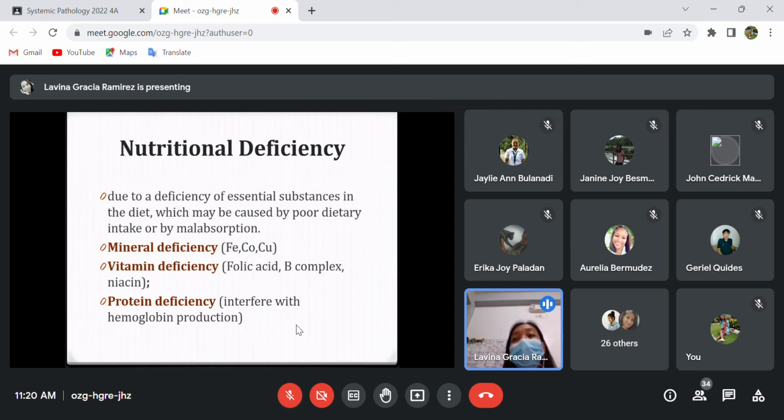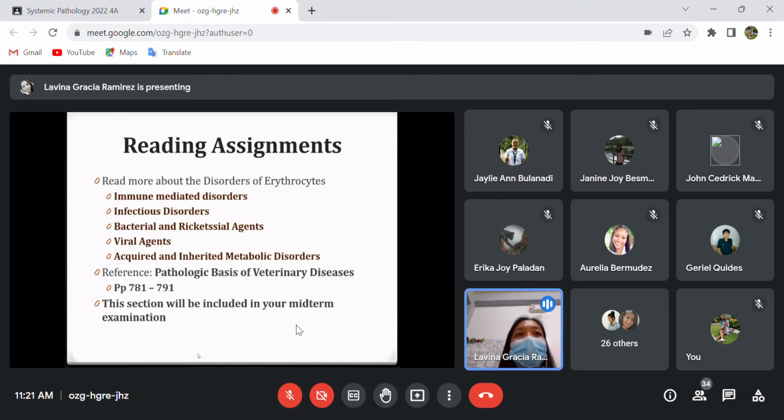Particularly your globin. So meron tayong sakit that is deficient in the globin. May mga animals that are prone to thalassemia, and particularly this is because of the deficiency in the protein constituents. So the nutritional deficiency depends on the different vitamins or minerals or nutritional deficiencies. Okay, so this is just a reading assignment.